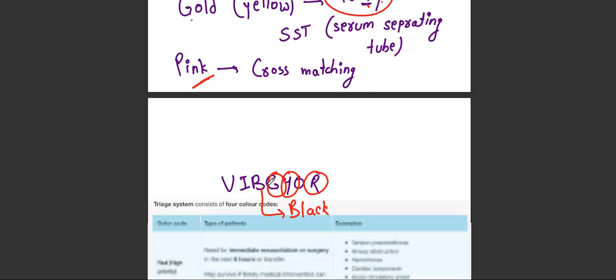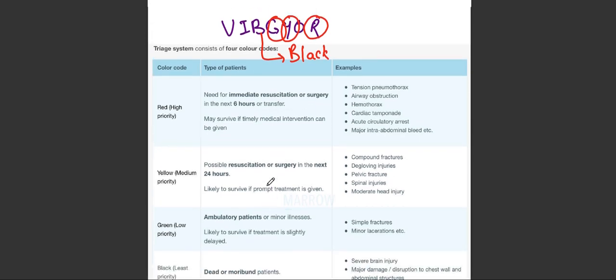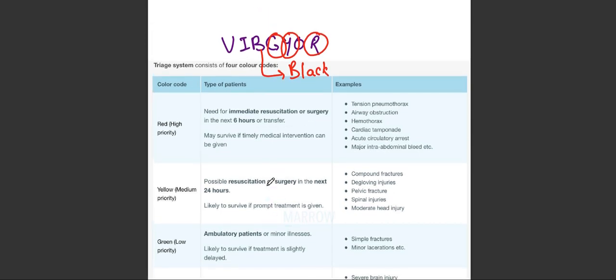Then our next topic is triage. As you know, the rainbow has 7 colors, represented by VIBGYOR. Here also we have 4 colors. R is for red, Y is for yellow, G is for green, and B, which in the rainbow represents the blue color, here represents the black color.